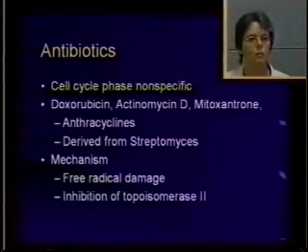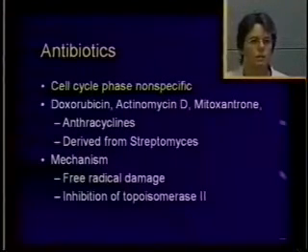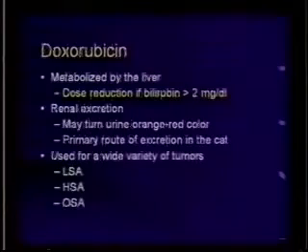One is that they induce the production of oxygen-free radicals, leading to free radical damage. They also inhibit topoisomerase II, which is responsible for the coiling and uncoiling of DNA during replication. And so what happens is when these drugs are given, by inhibiting the topoisomerase II, it actually prevents the DNA from recoiling once it's replicated, and so the cell dies.